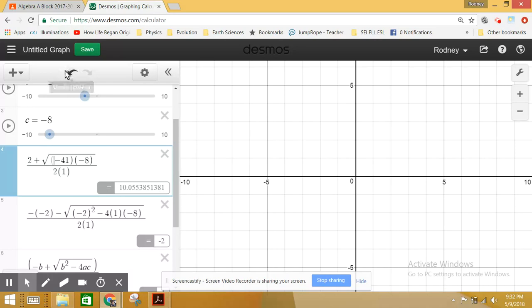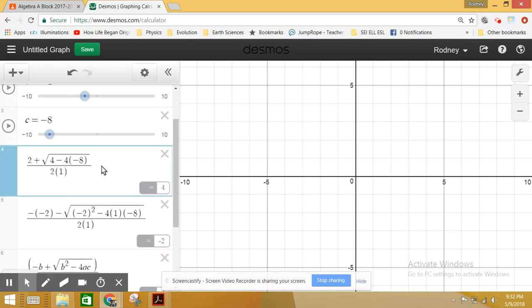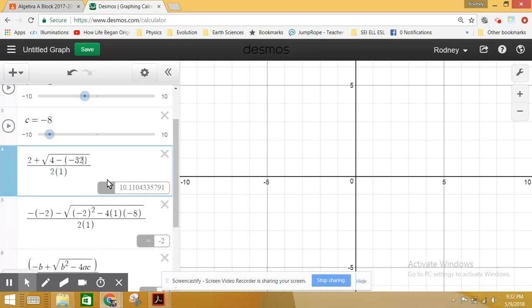Go back here. Okay, so 4 times 1 is just 4. And 4 times negative 8 is negative 32. So now I've got 4 minus negative 32, which is going to be the same as 4 plus 32.